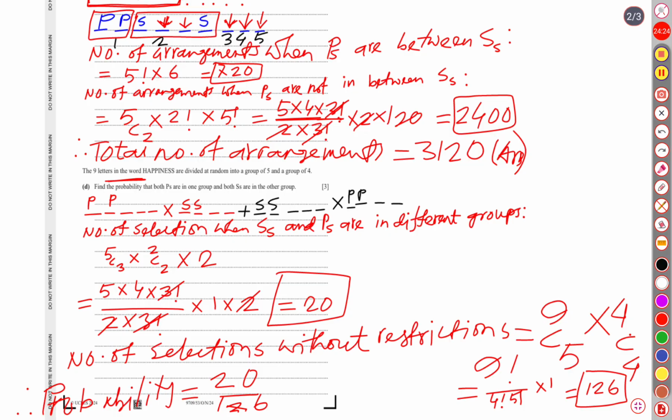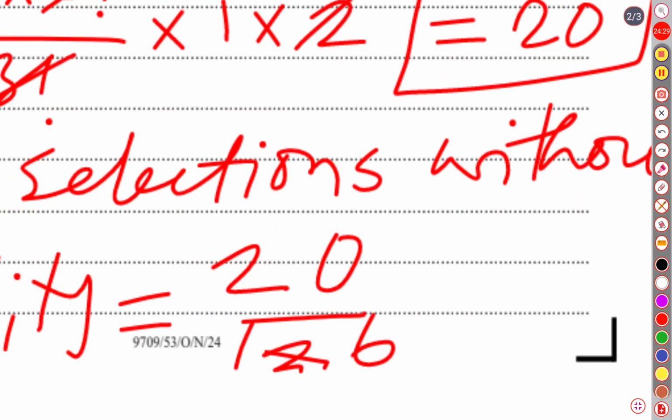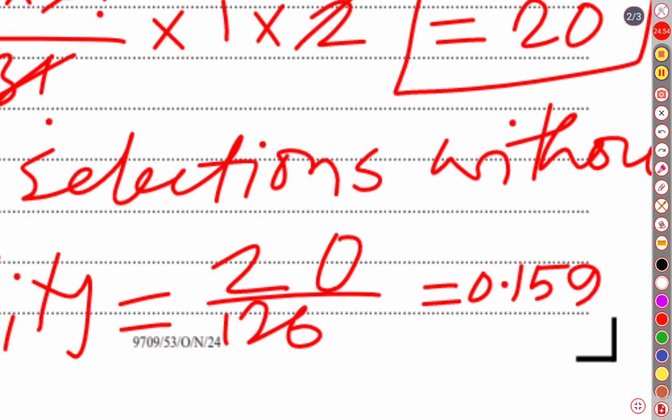Let me write it after zooming out: 20 over 126. If we use our calculator, dividing 20 by 126, it is going to be 0.1587. So if we round it to 3 significant figures, it is going to be 0.159. That is what the final answer is.